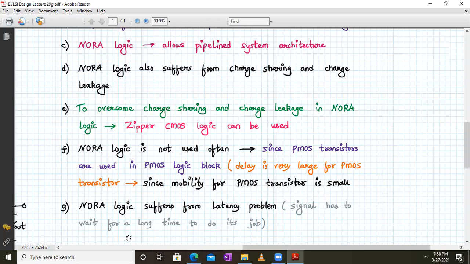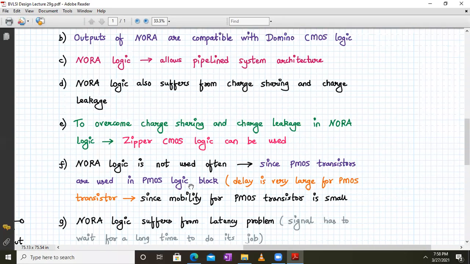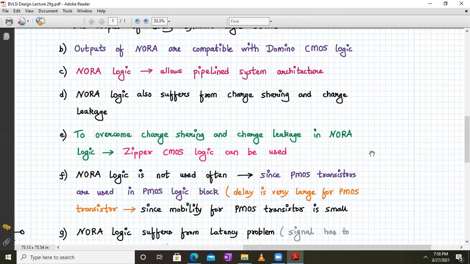The signal has to wait for a long time to do its job. So it suffers from a latency problem. It has a long delay because we have a PMOS transistor block, and it has a charge sharing and charge leakage problem, which will be overcome in the zipper CMOS logic.